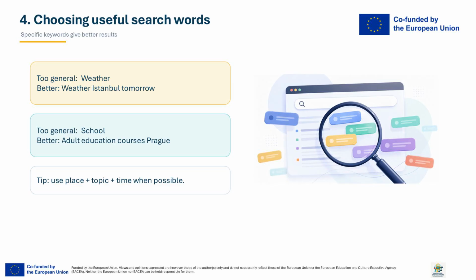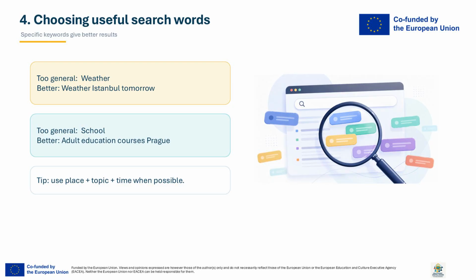Choosing the right search words is very important. If our search words are too general, we may get too many results. For example, if we search only weather, the result may not be specific enough. A better search is weather Istanbul tomorrow. This gives the search engine more information: the topic, the place, and the time.